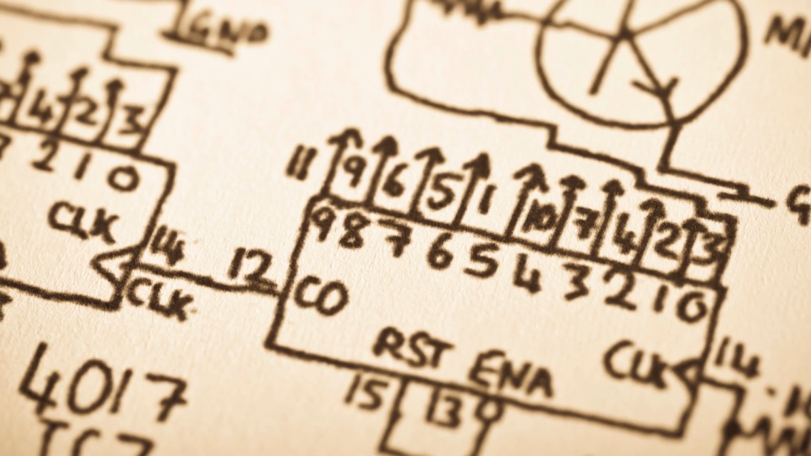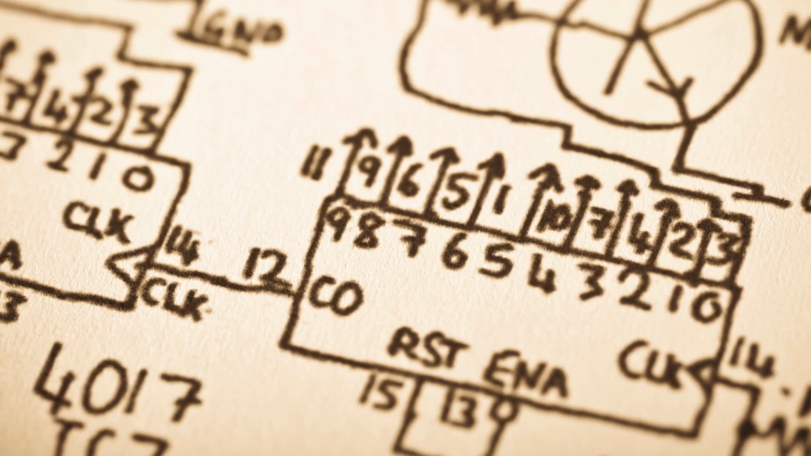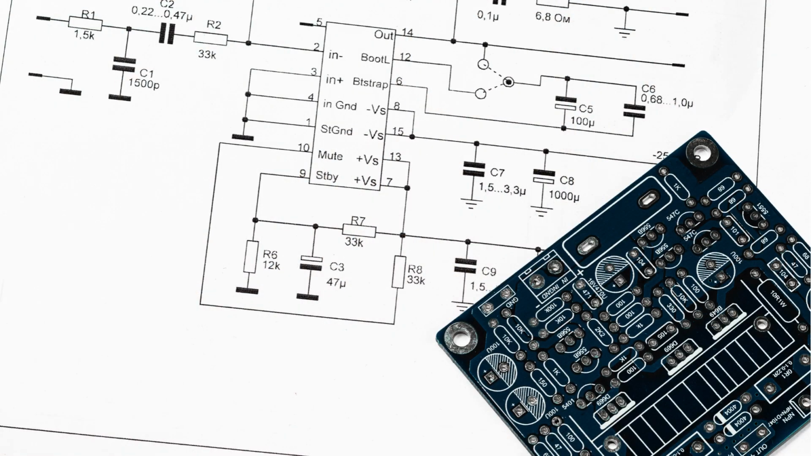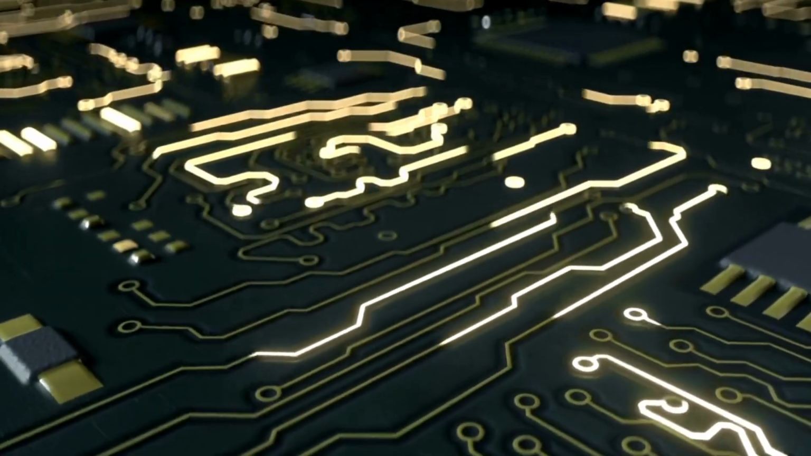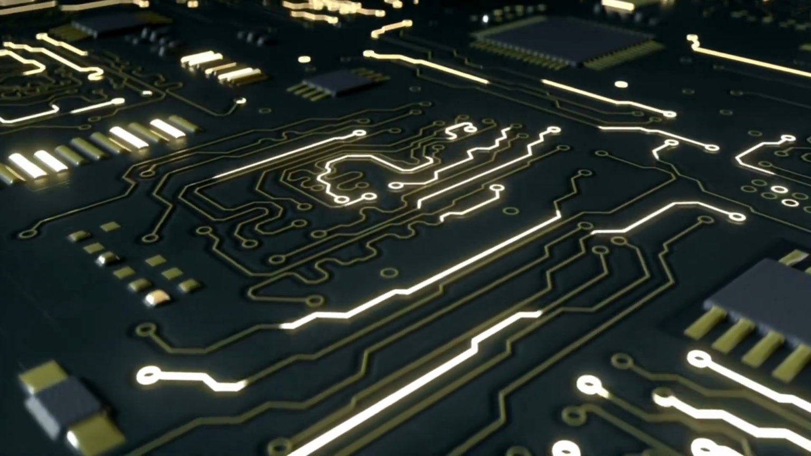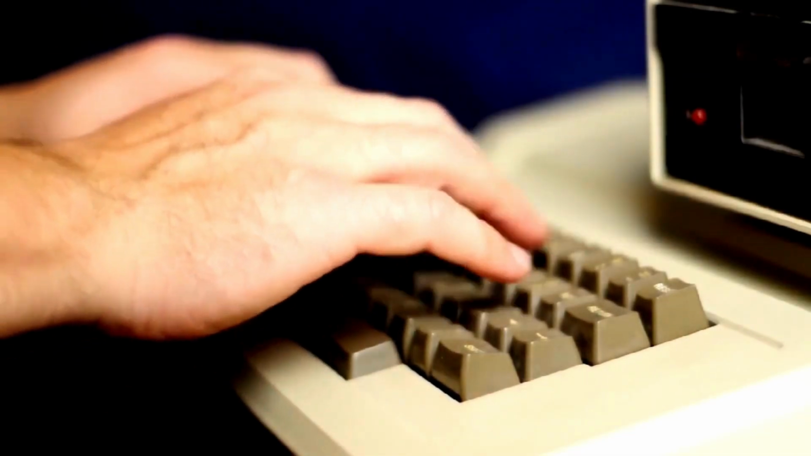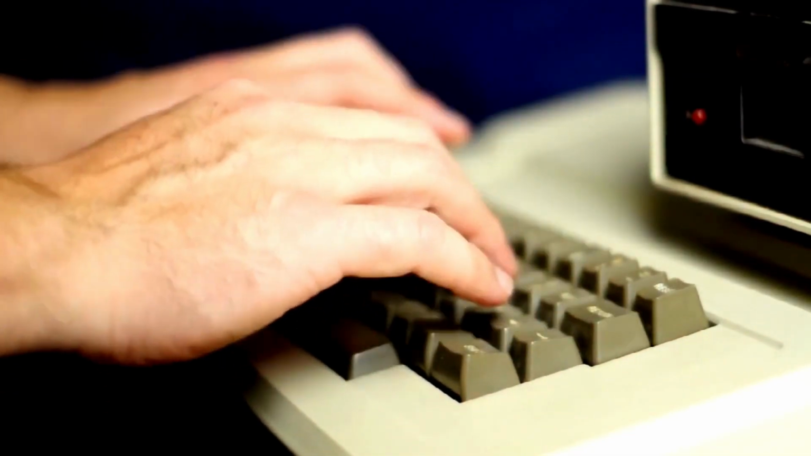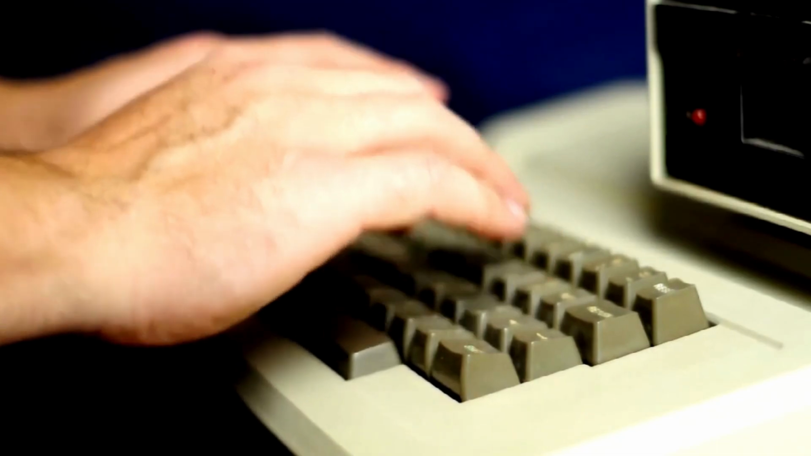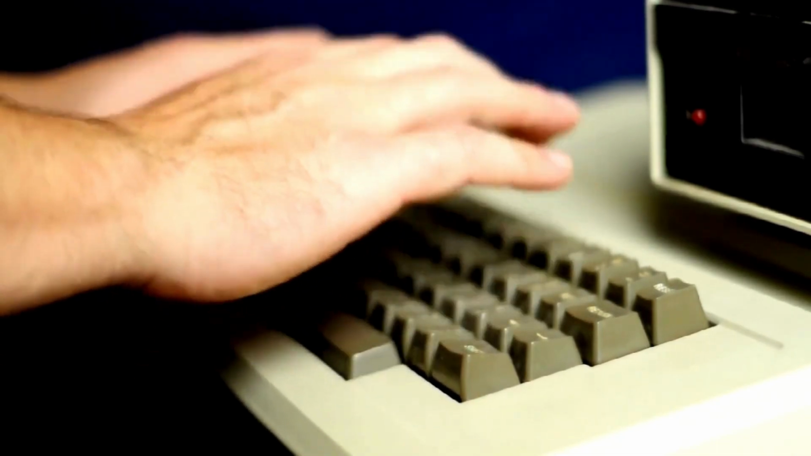The 4004 was a 4-bit microprocessor, which means that it could process data in 4-bit chunks. It had 2300 transistors and operated at a clock speed of 108 kHz. The 4004 was a revolutionary invention that made it possible to create much smaller and more affordable computers. It also paved the way for the development of the personal computer.